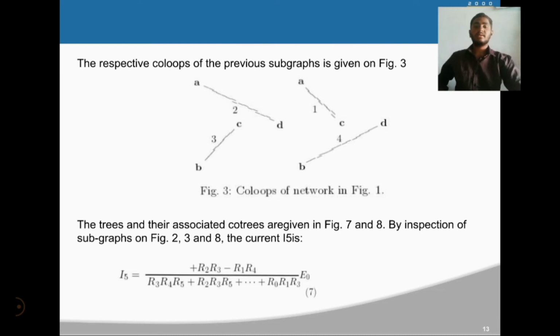By inspection of subgraphs on figures 2, 3 and 8, the current I_phi is equal to (R2 R3 minus R1 R4) over (R3 R4 R5 plus R2 R3 R5 and so on) times E0, with R0 R1 R3 among the terms.